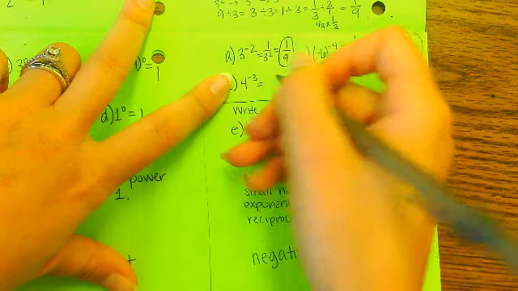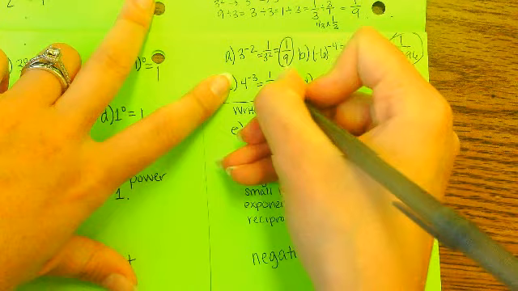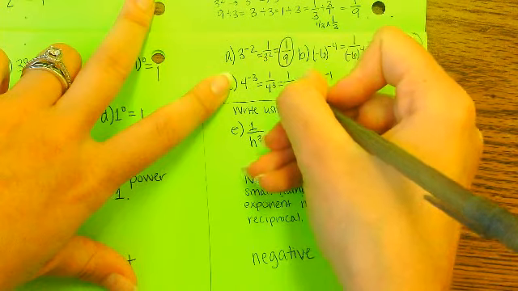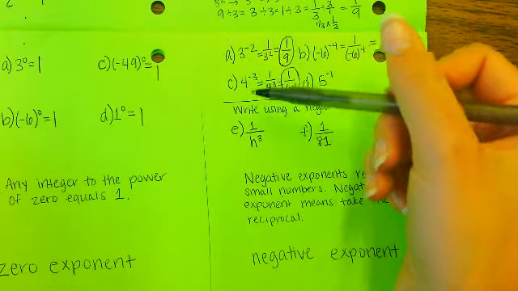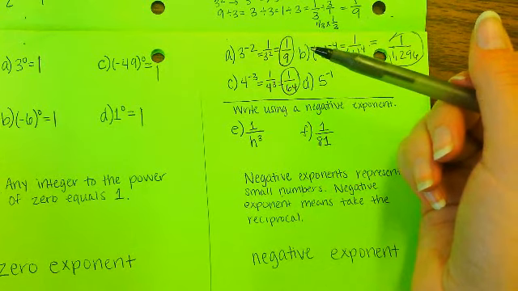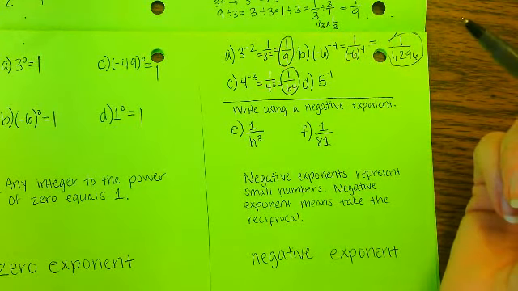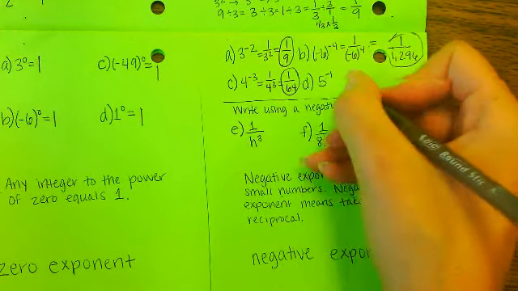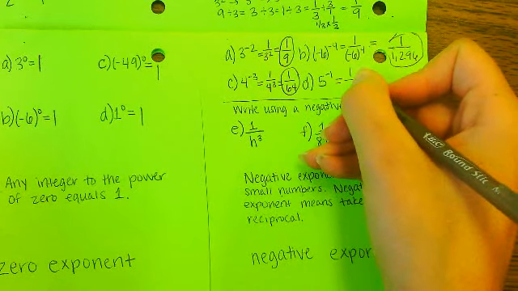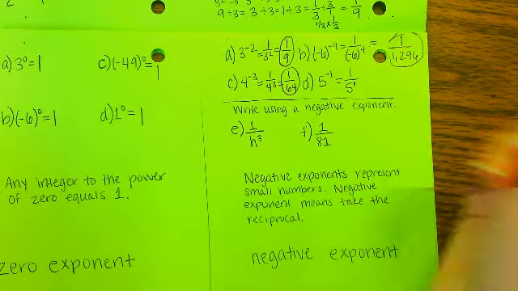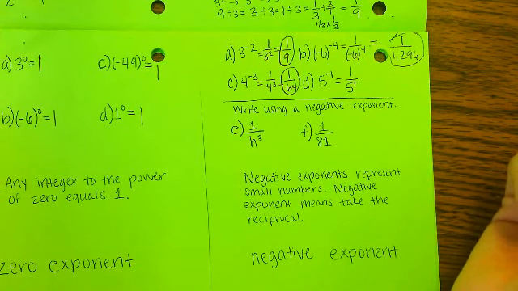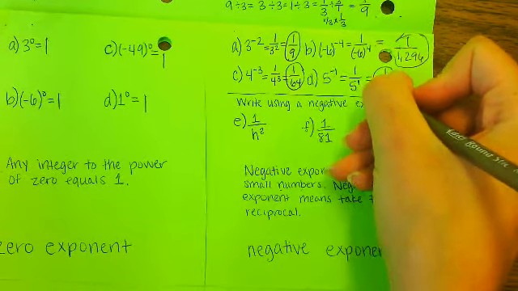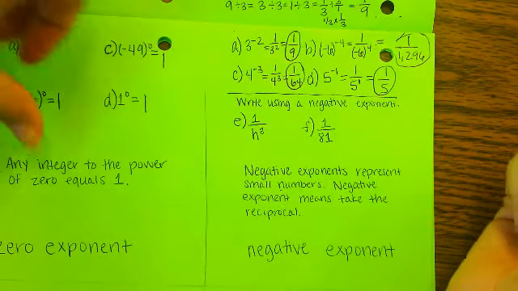4 to the negative third power is the same thing as 1 over 4 to the third power. And you can simplify this. 4 times 4 times 4 is 64. Remember, you can check these. If I just did normal 4 cubed, I get 64. So 4 to the negative third power is the same thing as 1 over 64. And 1 over 5 to the first power is the same thing as 5 to the negative first power. And 5 to the first power is just 5. 5 to the negative first power is the same thing as 1/5.